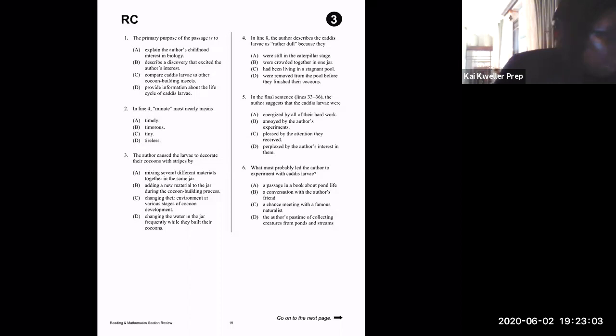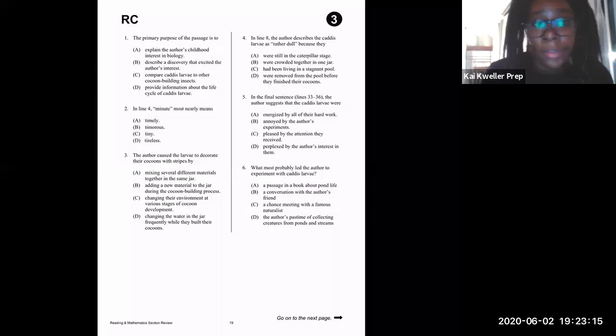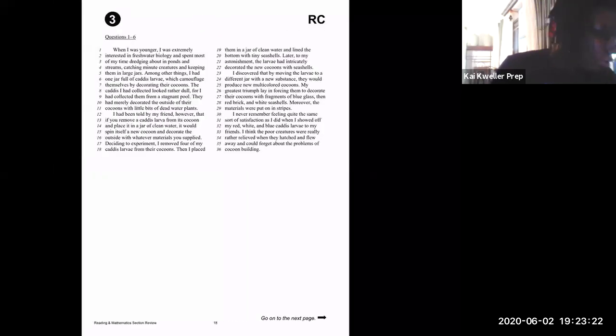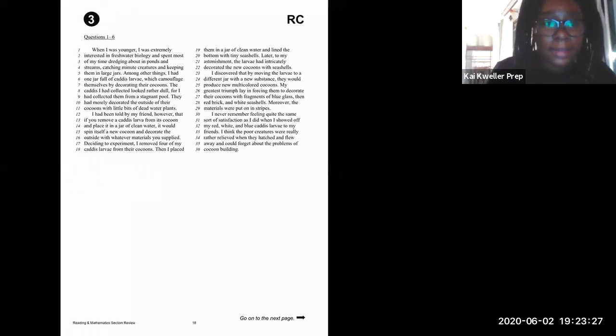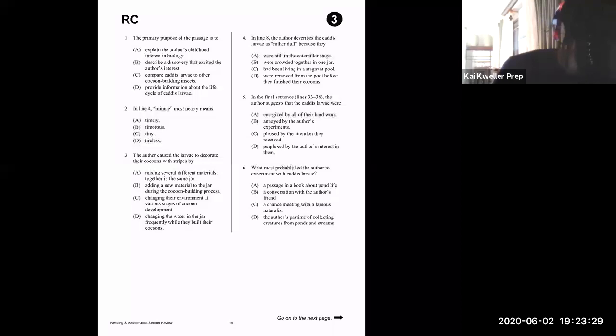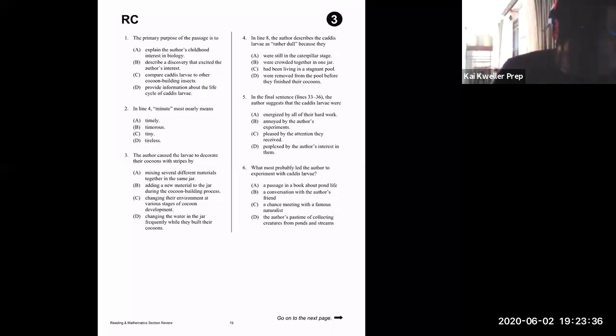So the primary purpose of this passage, is it really thoroughly discussing their interest in biology? That's of course the intro, but the rest of the passage doesn't really talk specifically about their interest in biology. So that's not the right answer. Comparing the caddis larvae to other cocoon building insects, well, we don't really learn or mention any other insects in this passage, so that can't be the answer. And providing information about the life cycle, again, not found in the passage. So the answer most definitely is B.